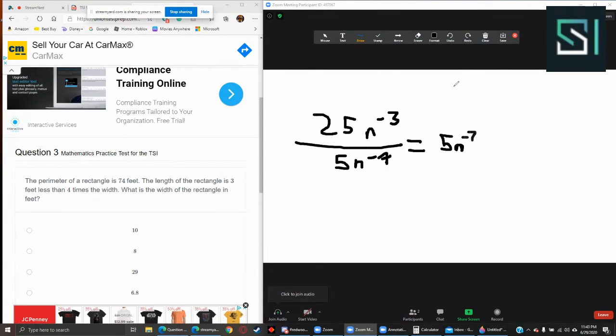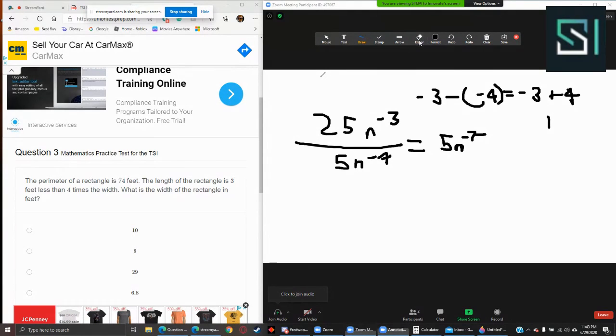So negative n minus 3 and a -4, right? So -3 minus -4 would give you -3 plus 4, right? Yes. So -3 plus 4 would end up being what? 1. So your final answer would be 5n to the 1 power, or 5n. That's it.